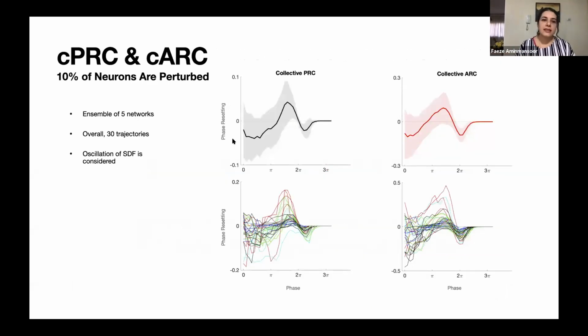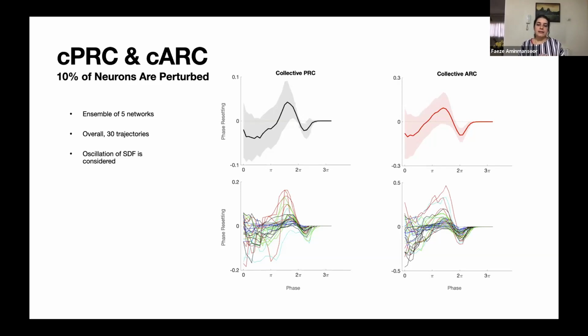And let's see the result of the collective phase response curve of the network. I take 30 trajectories coming from an ensemble of 5 networks, and this is the average value and standard deviation. So you can see that in the complete period, the collective phase response curve is experiencing a delay if the perturbation is applied at the early phase, and an advance if the perturbation is applied at the late phase of the oscillation. Also, in the amplitude response curve, you can see that initially the amplitude of the next oscillation decreases, then is followed by an increase, and again followed by a decrease for the second time.